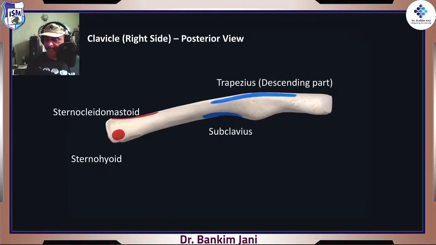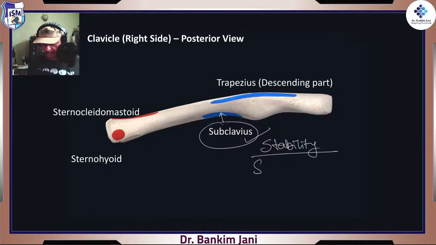Let's see some muscles. Here it is. Yes, that's the subclavius, right? First muscle. So why should we ignore such a small muscle, but very important, right? It gives stability and it gives support to the brachial plexus and the axillary vessels, correct?